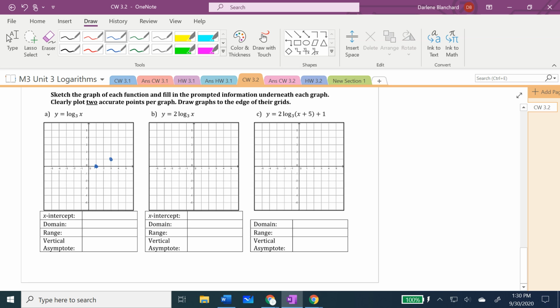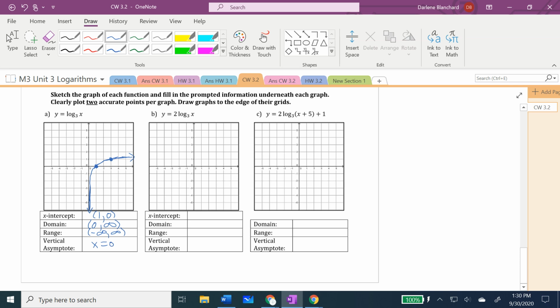Then when you go to graph the logarithm, you want to remember that it asymptotes and then it grows slowly. The x-intercept of the parent graph is (1, 0). The domain of the parent graph is 0 to infinity. The range is negative to positive infinity. And the vertical asymptote is x equals 0.